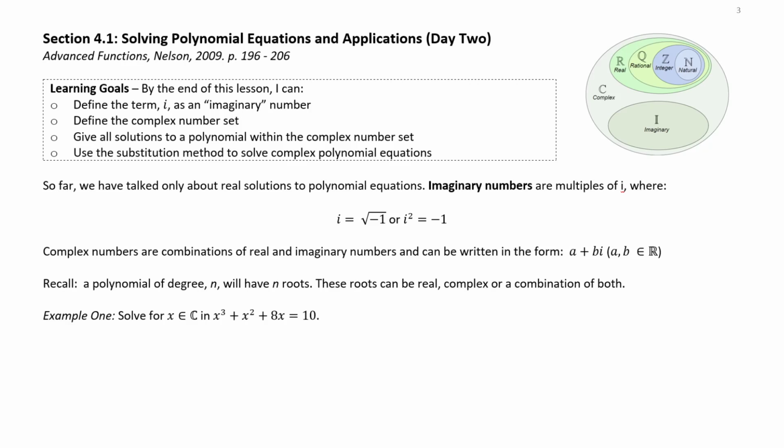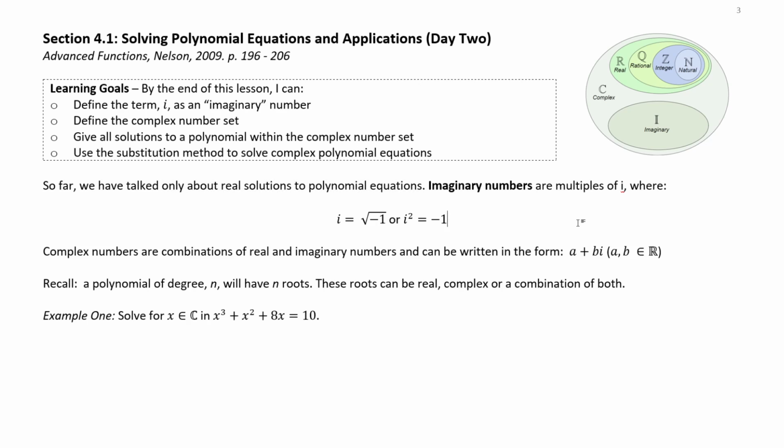Section 4.1, solving polynomial equations and applications. This is the second day. By the end of this lesson, we can define the term i as an imaginary number, define the complex number set, give all solutions to a polynomial within the complex number set, and use the substitution method to solve complex polynomial equations. All right, so far we have only talked about real solutions to polynomial equations.